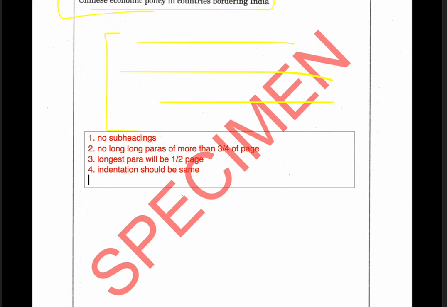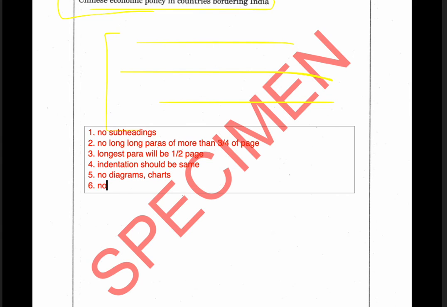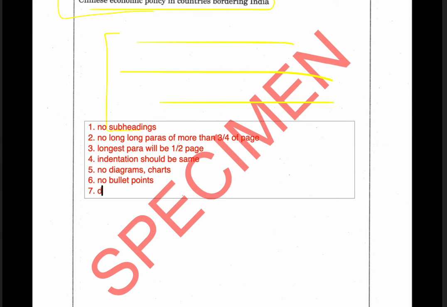Longest para, no subheadings. Fifth, no diagrams, charts. Sixth, no bullet points. Seventh, don't try anything new or weird in exam. Don't go experimenting, okay? Don't go experimenting new formats in exam.